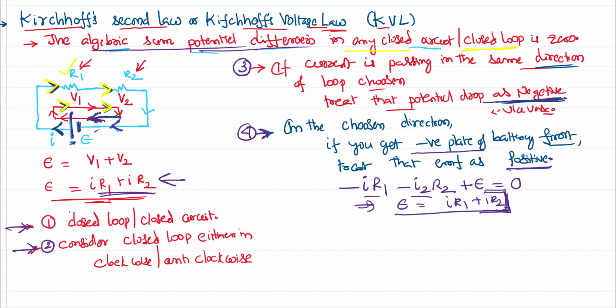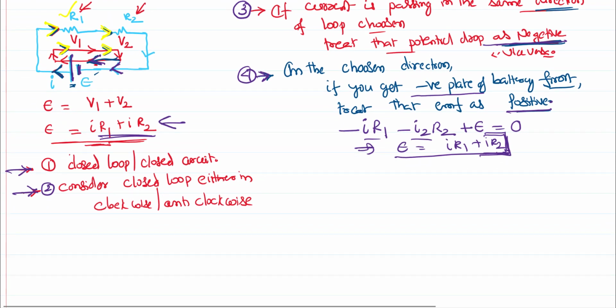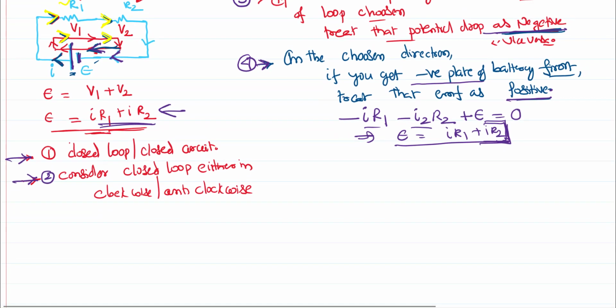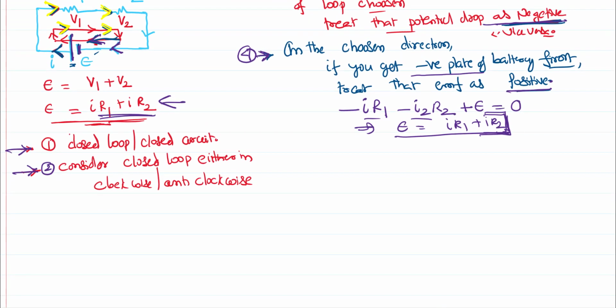Now, just for the sake of convenience, what happens if I choose an anti-clockwise direction? I will just discuss that here. I will take the same diagram, but this time I am not going to choose a clockwise direction, but an anti-clockwise direction, and show you what kind of equation you will get. So this is R1, this is R2, both of them connected to a battery of EMF E.